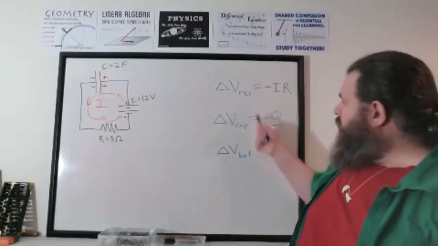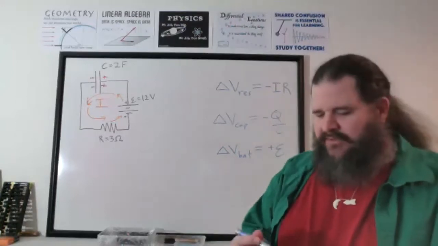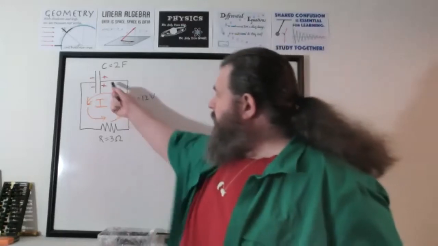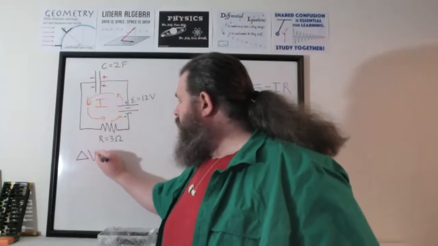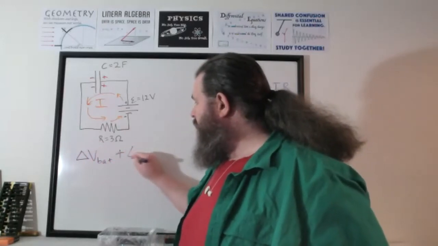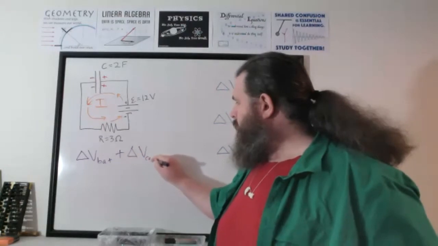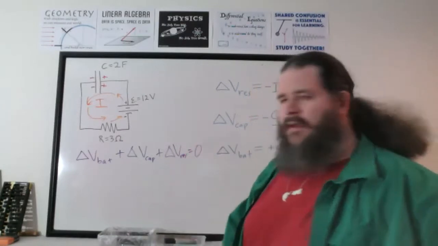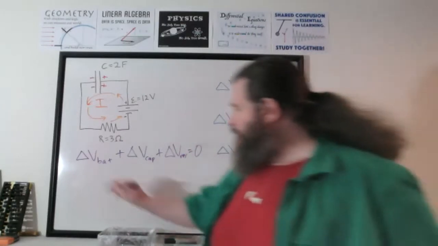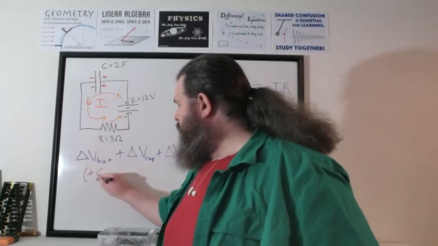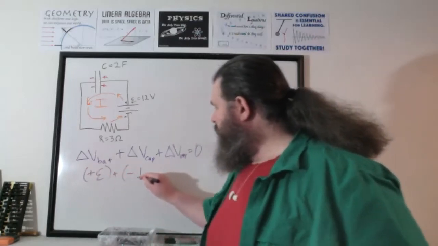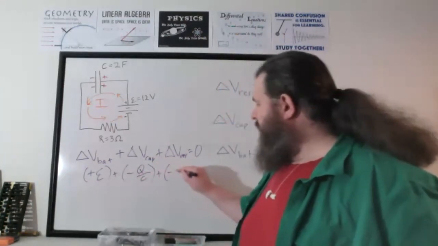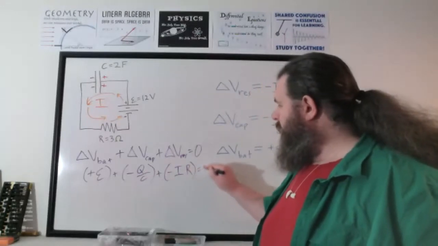Moreover, we can use these formulas to write out the loop rule equation, which I think is going to make a lot more sense of the math behind this. If we write out the loop rule, we've got a battery, a capacitor, and a resistor. So what do we know about the delta voltages for the three of those things? They add up to 0. These delta V terms all have to add up to 0. If we fill in these formulas, we get plus epsilon, plus negative Q over C for the capacitor, plus negative IR for the resistor, adds up to 0.